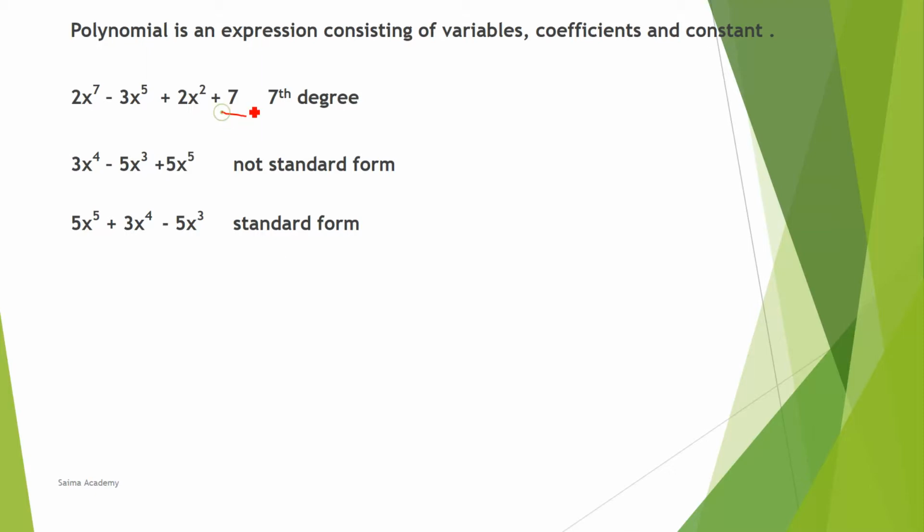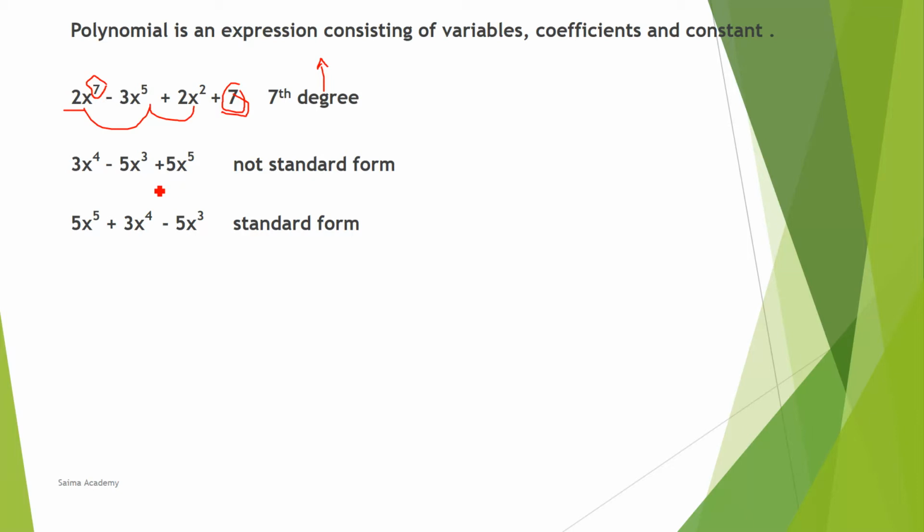So see, this is the constant. This is 7. 7 is the constant. These are the variables with the exponent and these are the coefficients. So this is called a polynomial. And then another term we use is degree. So this polynomial is 7th degree. How do you decide the degree? On the basis of the highest exponent. So see, this is the highest exponent, 2x^7, so it means it is the 7th degree.